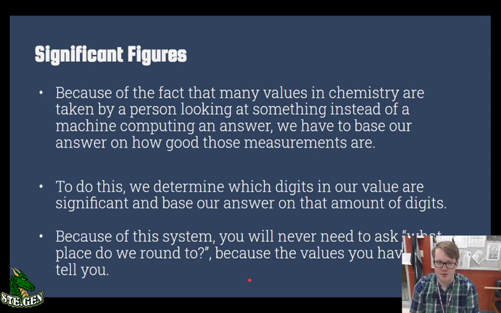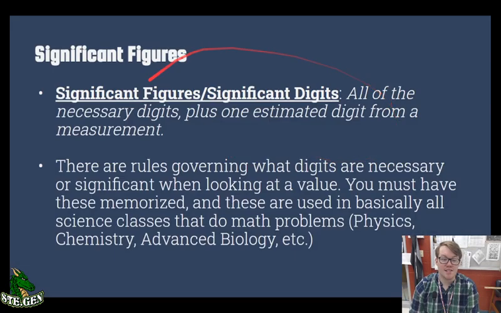Because of this system, you're actually never going to have to ask, well, what place do I round my answer to in this class? The answer is the values will tell you. The question should tell you what number you need to round your answer to. So significant figures or significant digits, or I'll usually abbreviate it sigfigs, are all of the necessary digits plus one estimated digit from measurement.